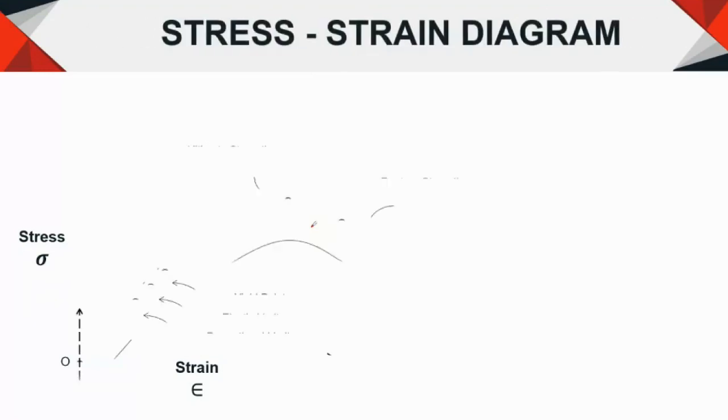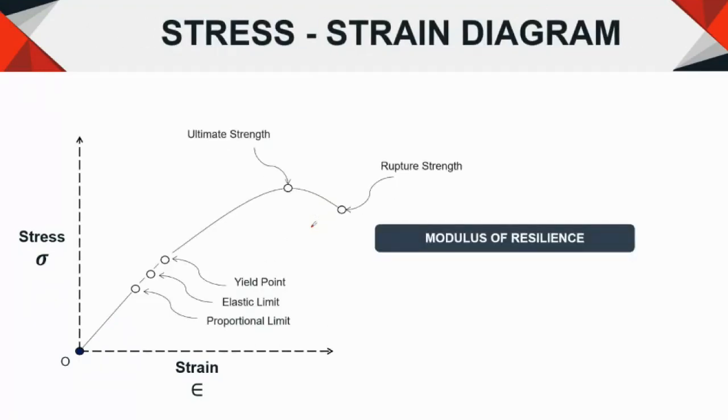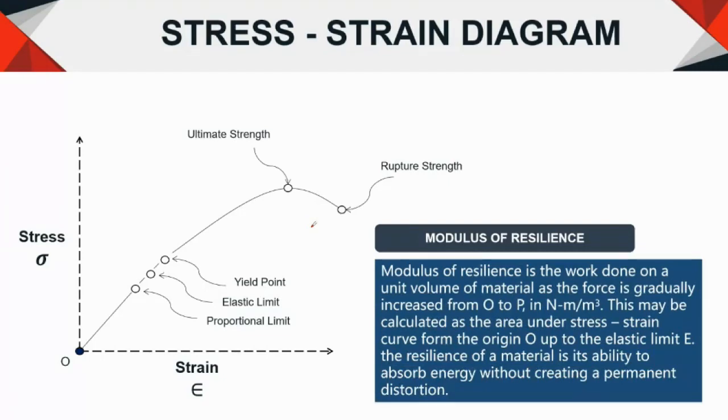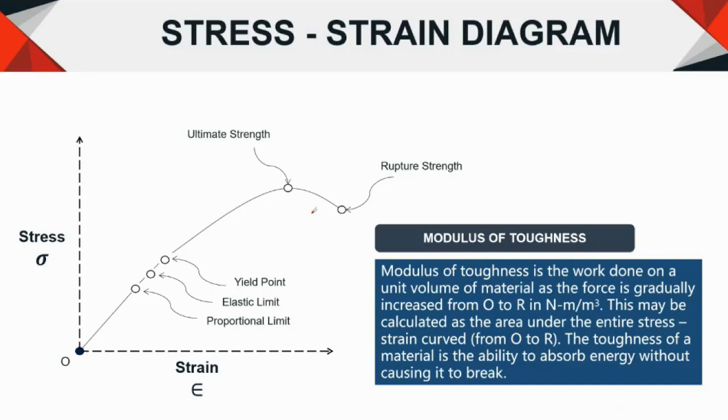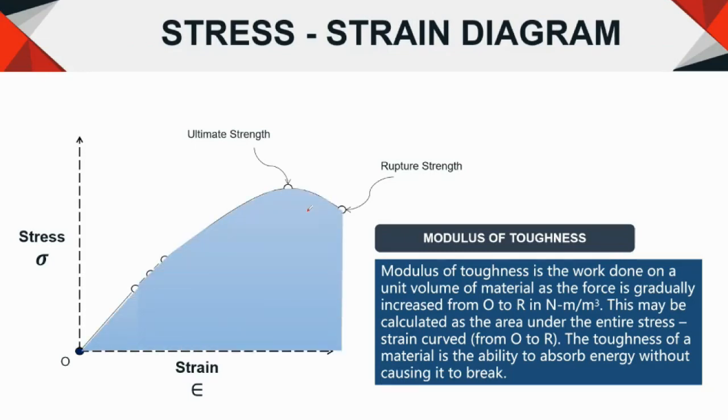So, proceed naman tayo sa tinatawag na modulus of resilience. This is the ability to absorb energy without creating a permanent distortion. So, sa stress-strain diagram natin, it is from O to elastic limit. Yan si ating modulus of resilience. Next naman po, we have the modulus of toughness. Dito, it is the ability to absorb energy without causing it to break. So, si modulus of toughness, ang kino-cover naman niya is yung kabuuhan, from O to R.